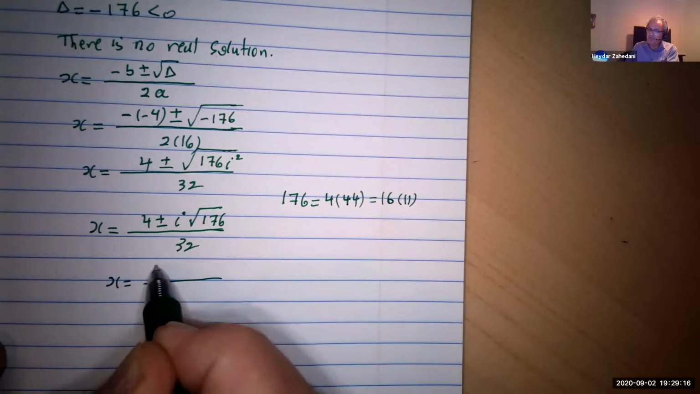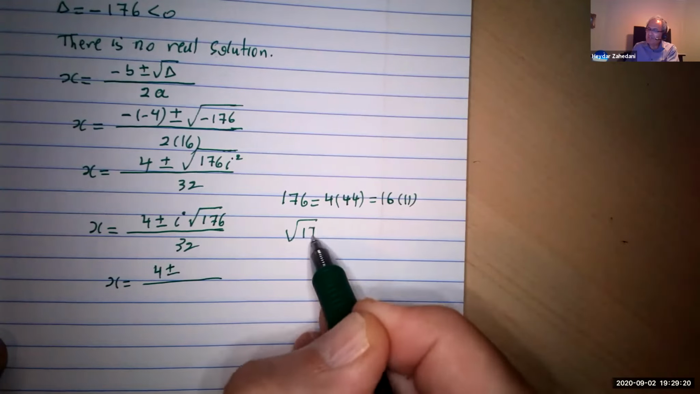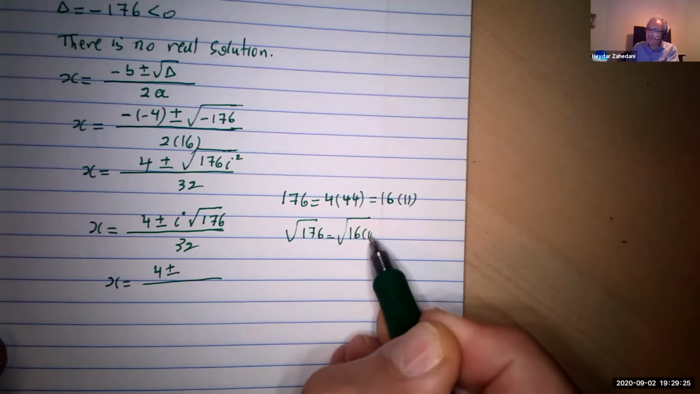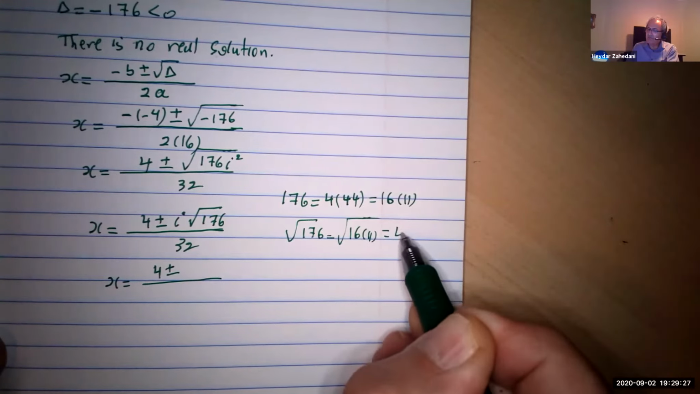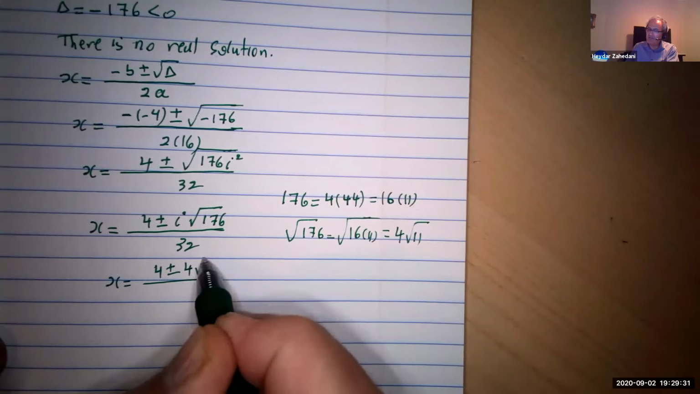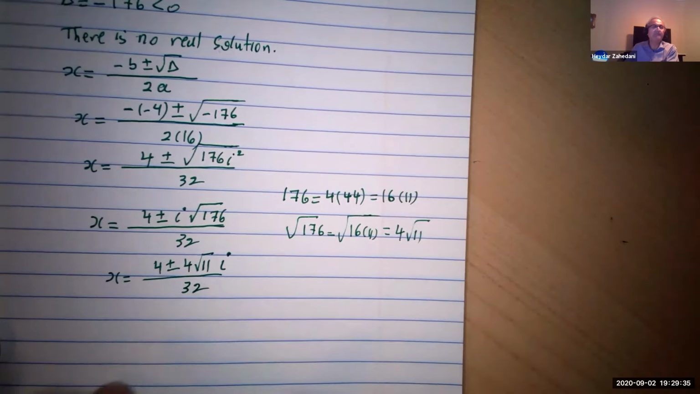It's going to be 4 plus or minus. You see, so radical 176 would be 16 times 11. So you pull out the 16, that gives you 4 radical 11. Plus or minus 4 radical 11, but times i over 32. Any question?